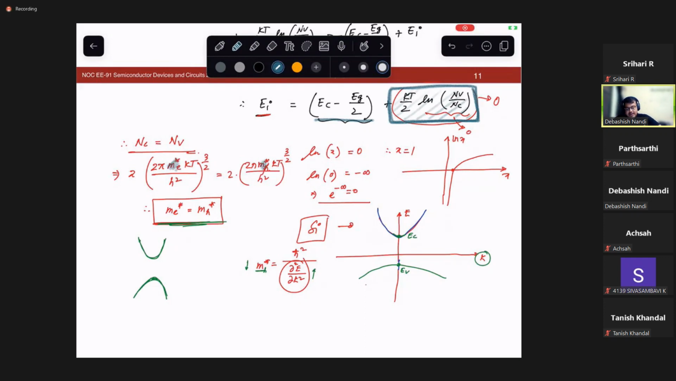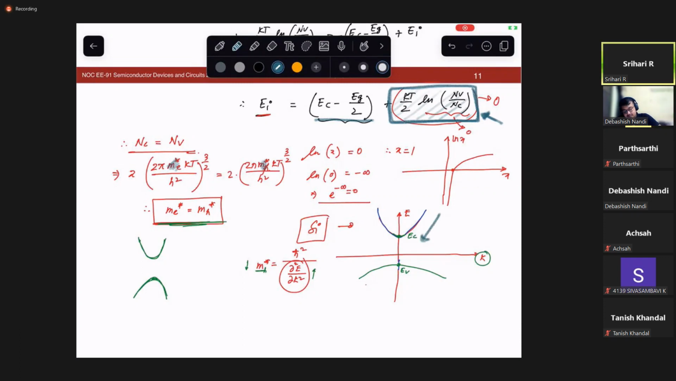Everything else you know: kT you know, temperature will be given, h bar is given. So if you know m star of any material, you can easily tell whether the level lies in the middle, or between EC and the middle, or EV and the middle. That can be calculated from this quantity. Hence, for silicon, Ei is not exactly in the middle. The curvatures are not the same.